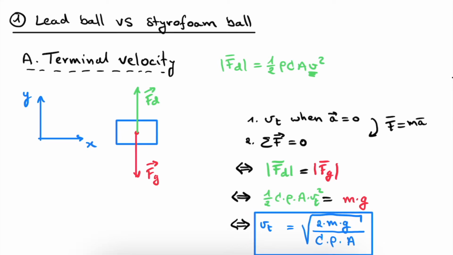And with respect to the exercise that we're looking at here, whether a lead ball will fall faster than a styrofoam ball, we see that we have the mass here in the numerator, which means that the terminal velocity will increase if our mass increases. And from this alone, we already see that a higher mass, meaning heavier objects, will have a larger terminal velocity. So given enough time to accelerate, they will actually have a much larger velocity and therefore fall much faster.